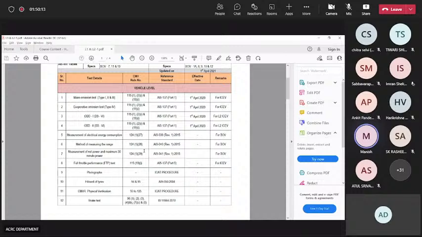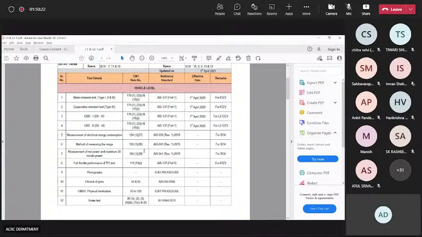And the full throttle performance FTP test is applicable for the IC engine vehicle, not applicable for battery operated vehicle. Then come the photographs. They will take photographs of your vehicle from top view, side view and everything to put on your certificate. That homologation certificate will be issued to you.